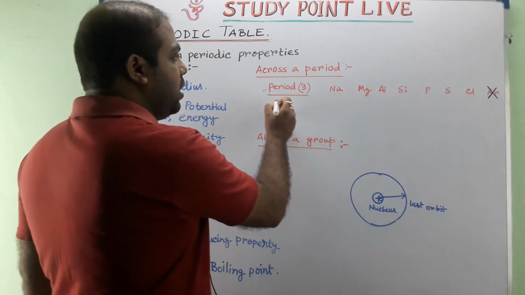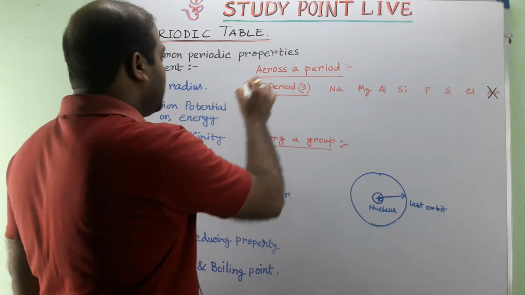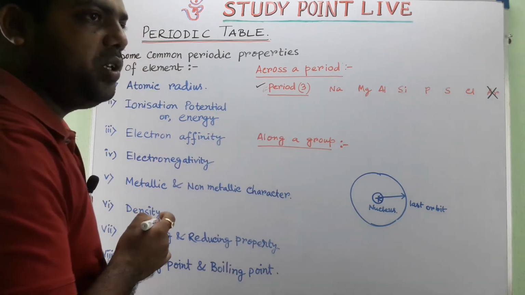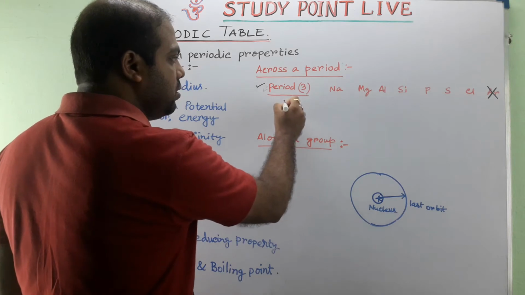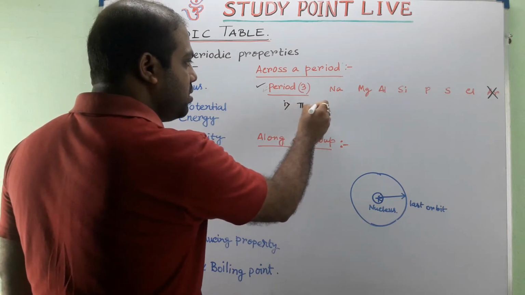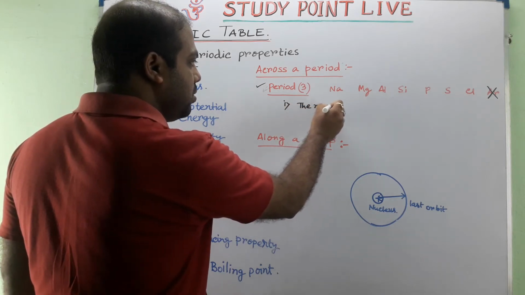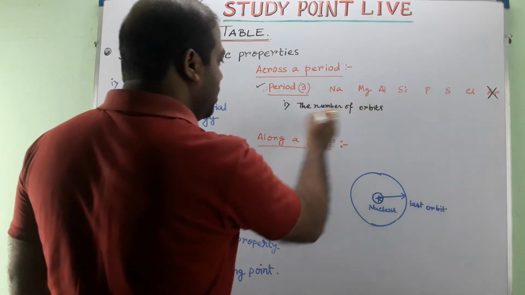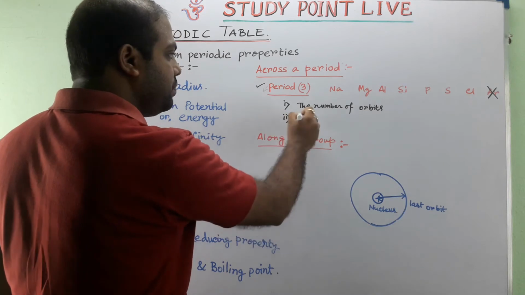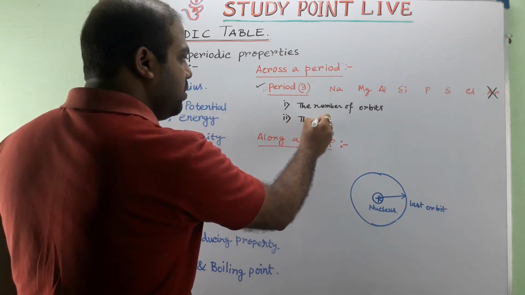Now the size of atomic radius depends upon two factors. One is the number of orbits, and the second one is the nuclear charge.